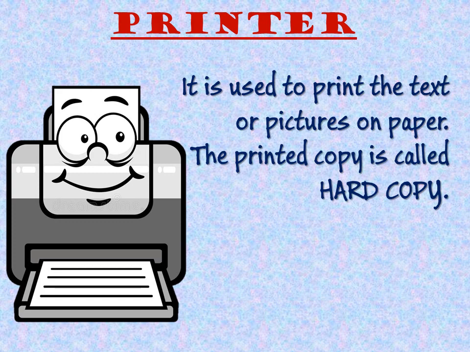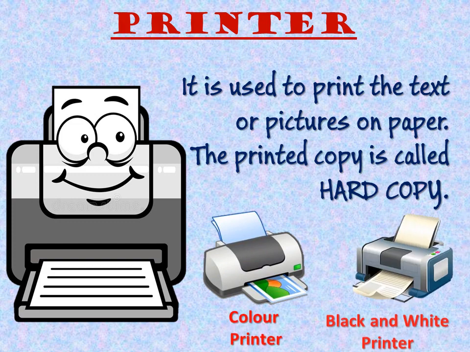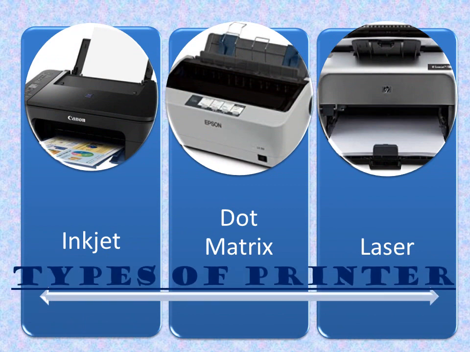Now when you are bringing that paper, that printed copy is called a hard copy. You can even print it in color through a color printer or a normal black and white printer. Nowadays we get a combination of black and white and color printer. We have three types of printer: inkjet printer, dot matrix printer and laser printer. These are the commonly used printers.